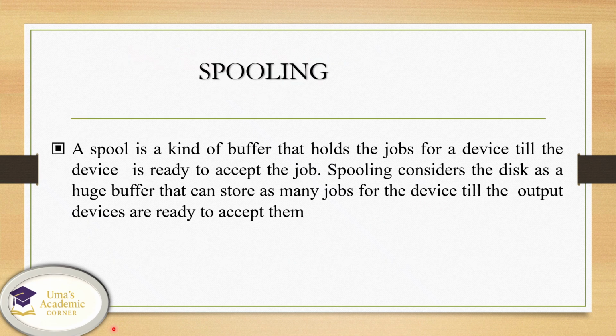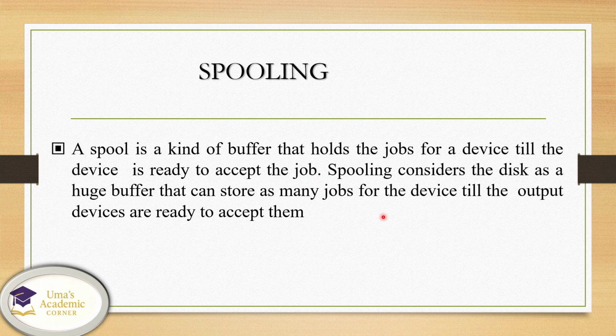Now we'll discuss spooling. Spooling is a kind of buffer that holds the job for a device till the device is ready to accept the job. For example, in an organization we have n number of systems. If all the systems are connected to a single printer, and n number of users want to give a print at a time, those jobs are created in a queue and stored. That storage space we can consider as spooling.